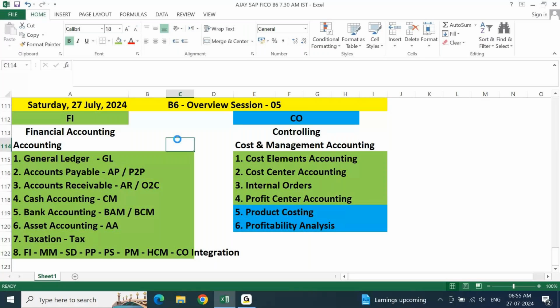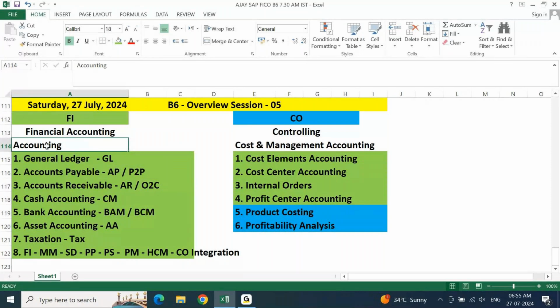Whatever topics are highlighted as green areas are mandatory for all FICO consultants, for all FI consultants. If you do not know the green highlighted areas, you cannot be called an FI consultant, and you cannot be called a FICO consultant either. Reason: FI is all about accounting, all related to financial accounting, in short, debit credit accounting entries.